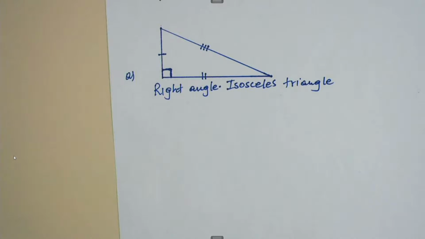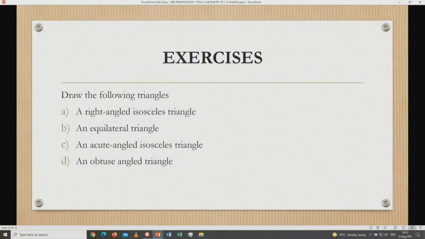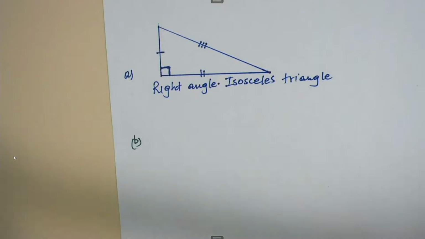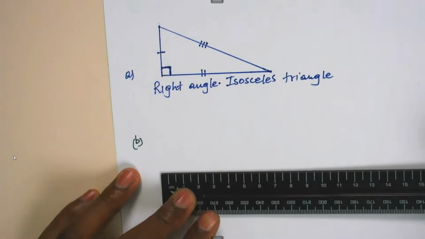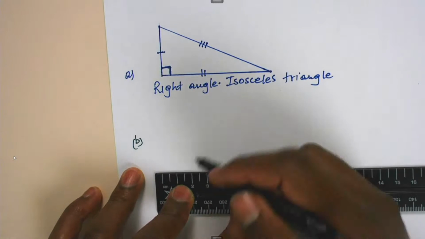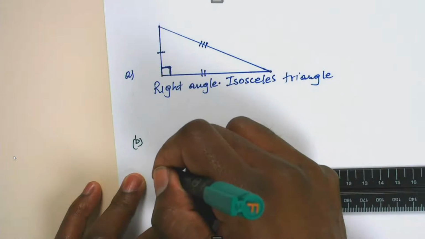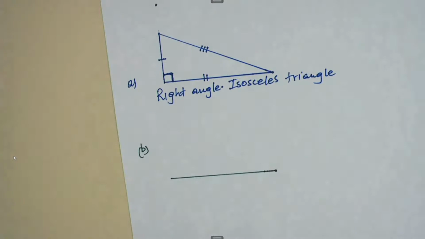Then let us check number B. What was number B asking us to do? An equilateral triangle. Let us draw an equilateral triangle. I put my ruler there, it is going to help me. Maybe we may start from 0 centimeters, up to 7 centimeters. What do we know about an equilateral triangle? It means that all sides are equal.